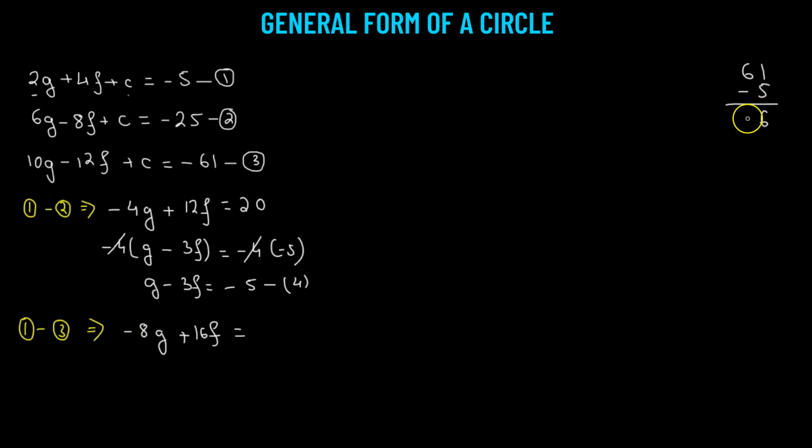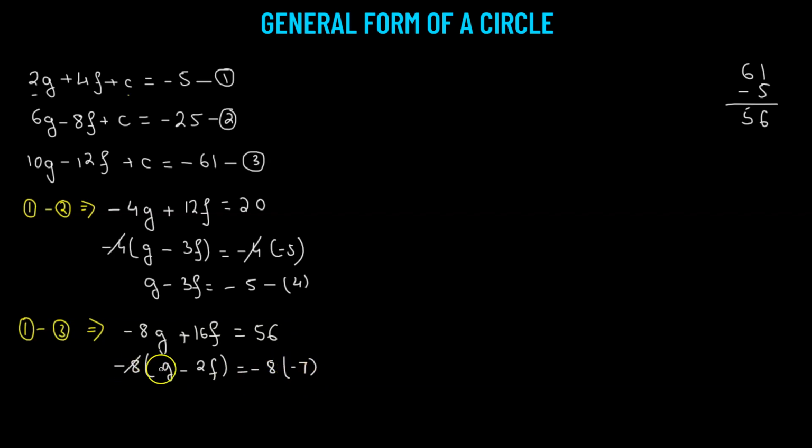That is equal to -5 minus 61, which is -66... let me correct that: we have 61 minus 5, so that will be 56. Let's factor out -8. So we have -8 multiplied by (g minus 2f), and this will be equal to, we know that 7 times 8 is 56. We have -8 times 7.